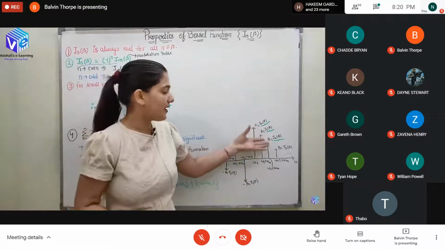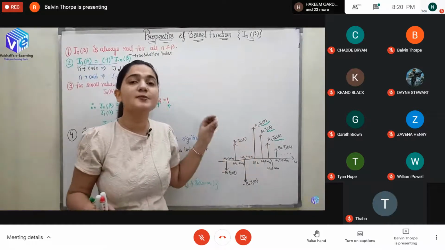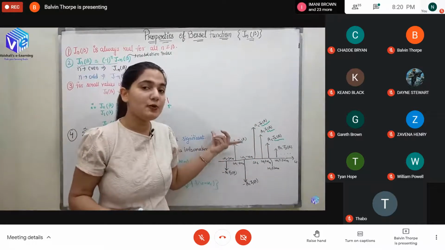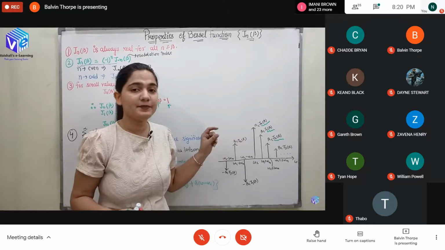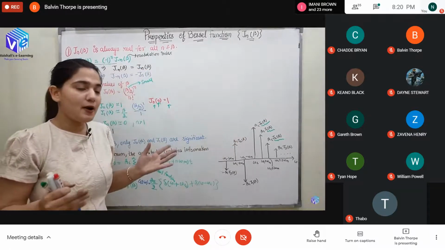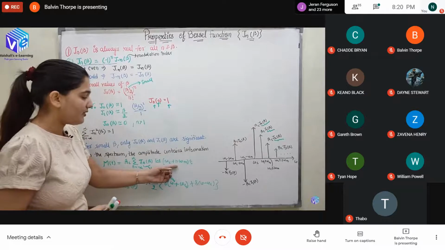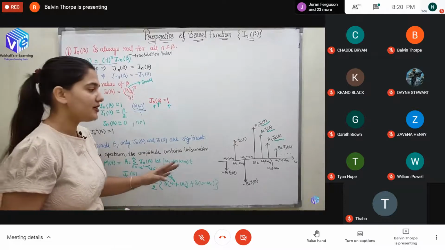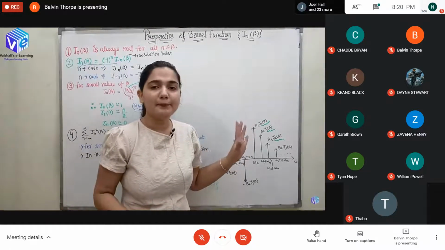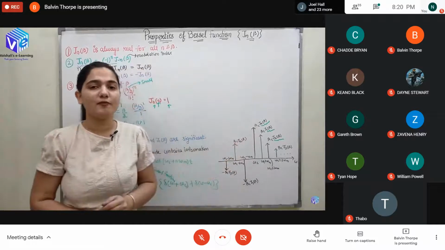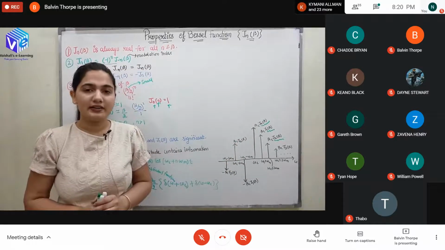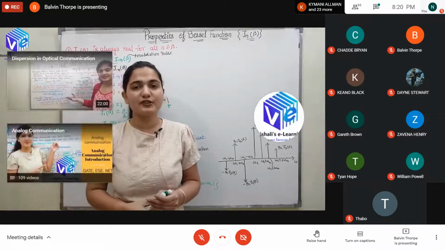From here we can deduce the conclusion in the spectrum. Here we are talking about the spectrum. If I talk about the time domain, in the time domain, the frequency is containing the information, but in the spectrum, the amplitude is containing the information. So here I'll conclude my session on the properties of Bessel function.